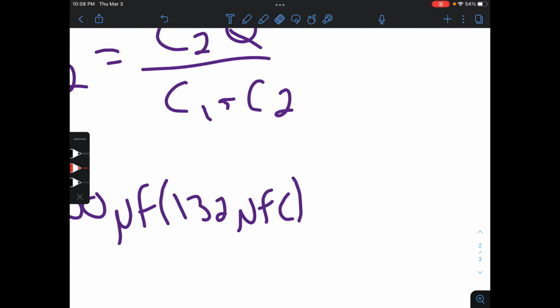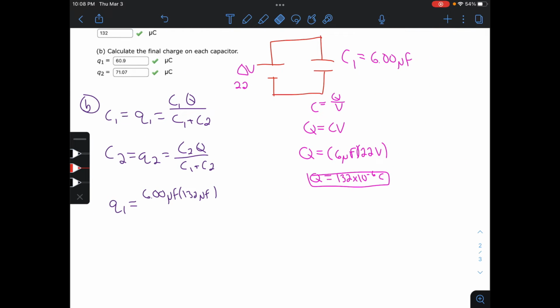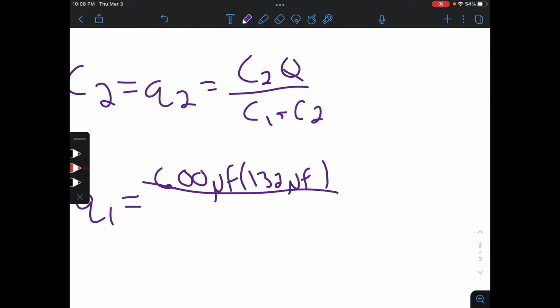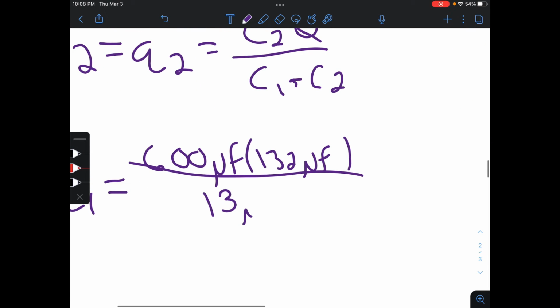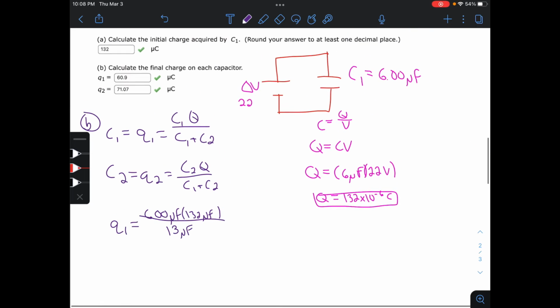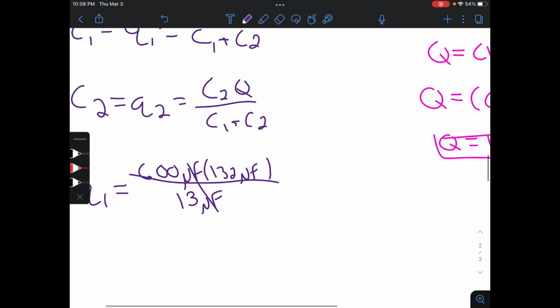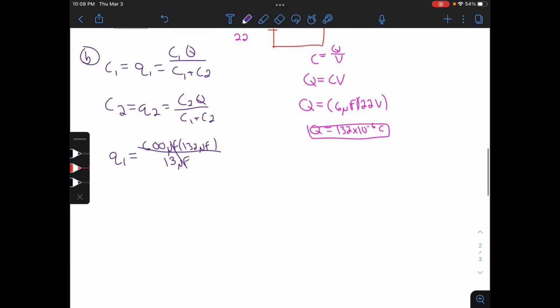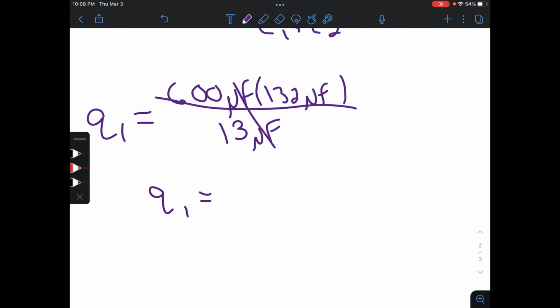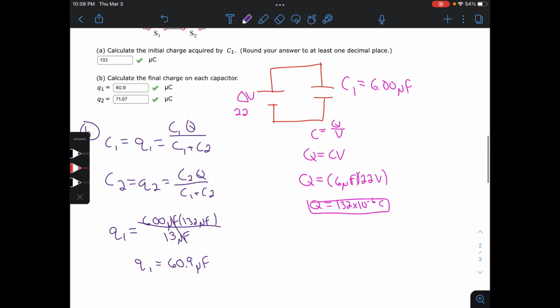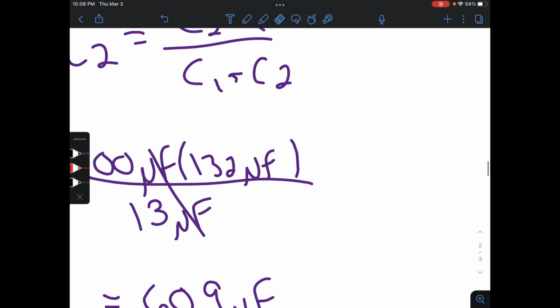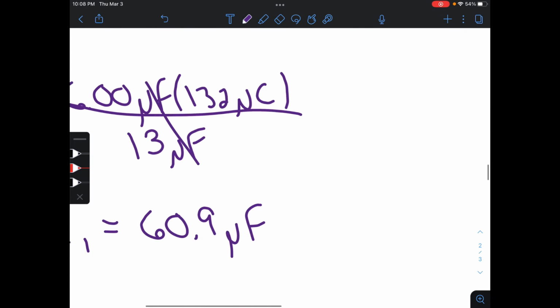All over 13, because that's the sum of them. And then these things cancel, so then we're left with farads. So Q1 is 60.9. It's farads, right? No, coulombs. Oh, I made a mistake. Coulombs. There you go. That makes more sense.